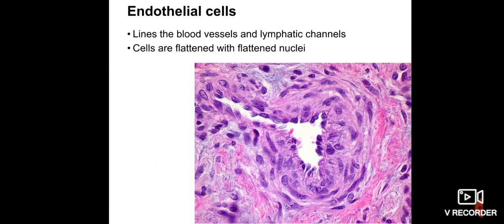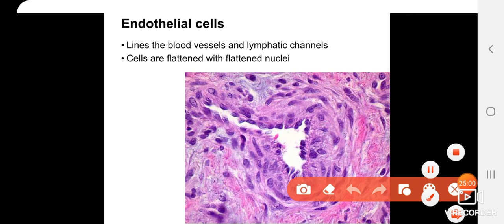Then we have endothelial cells. Again, these are somewhat spindle in shape. Endothelial cells line the blood vessels and lymphatic channels. Cells are flattened and they have flattened nuclei. So these will be your endothelial cells.